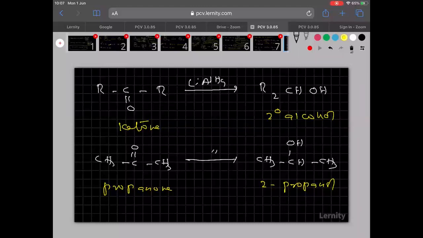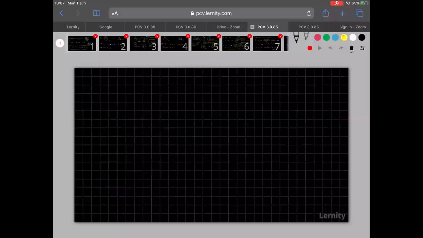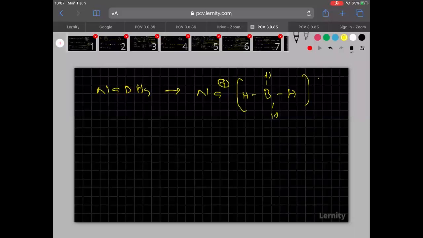Clear? So remember, lithium aluminum hydride is a stronger reducing agent than sodium borohydride. Why it is stronger, we are going to see in the next slide. Follow? Now, here is NaBH4, that is sodium borohydride. What is its structure? NaBH4, see clearly. This is Na+ and BH4-. This is NaBH4. Are you following?